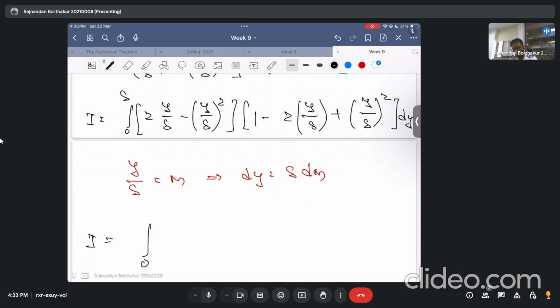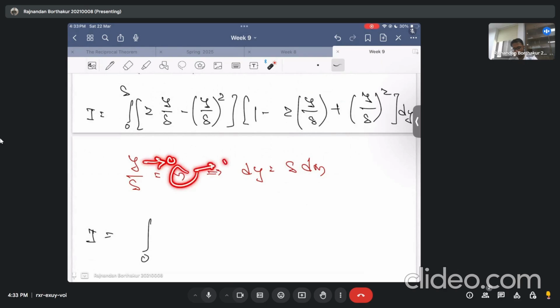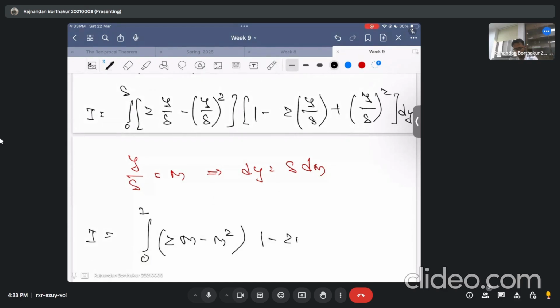Okay, and then if I substitute this change of variable in the integration, when y is equal to 0, my m becomes equal to 0. That's why this is 0. When my y becomes equal to delta, my m becomes equal to 1. That's why this integral will be from 0 to 1 with respect to the new variable. This is 2 times m minus m squared, and then this is 1 minus 2m plus m squared, times dy, which is delta dm. But delta is not a function of y, so this delta will come out of the integral and this will be just dm.